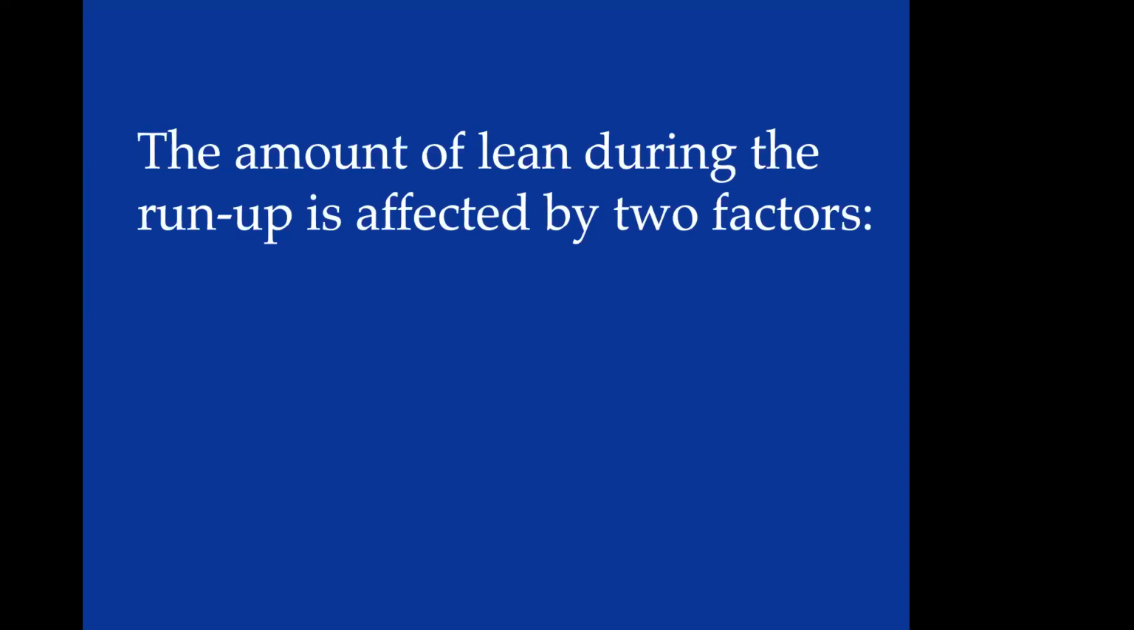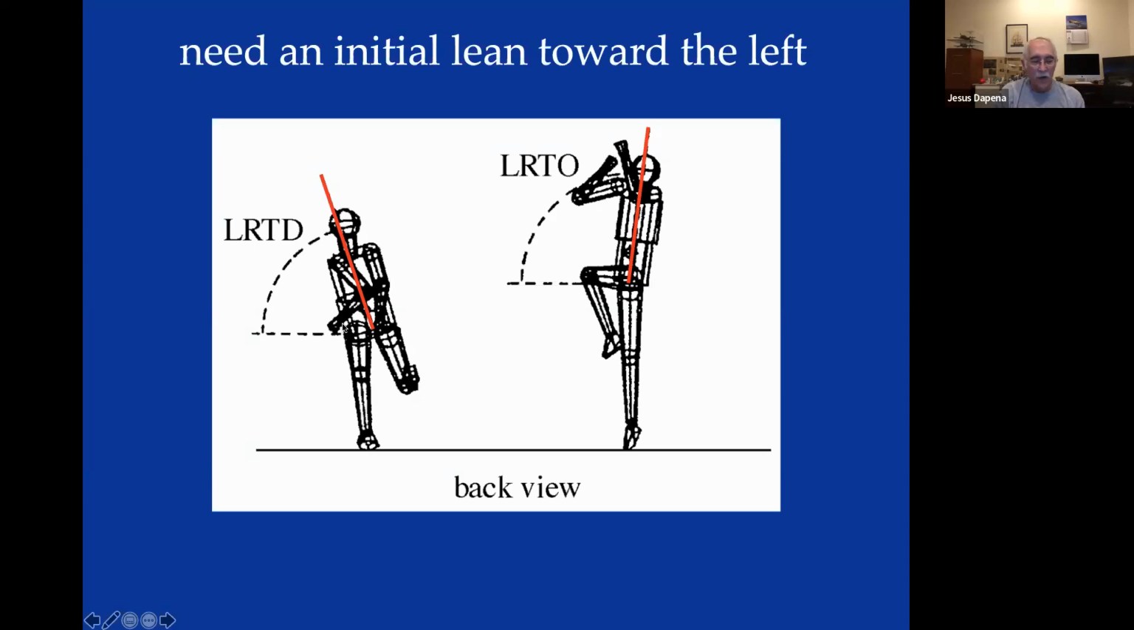Okay, so how do you get this lean to the left at the start of the takeoff phase? Well, obviously, we all know that you get that by running on a curve.